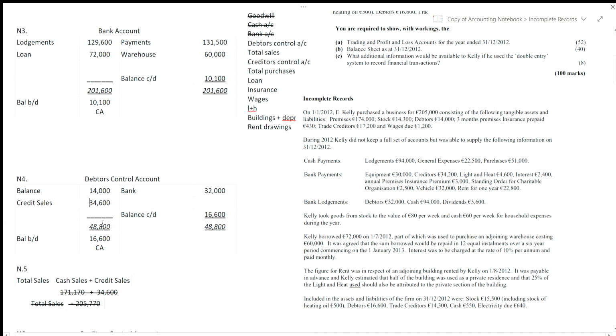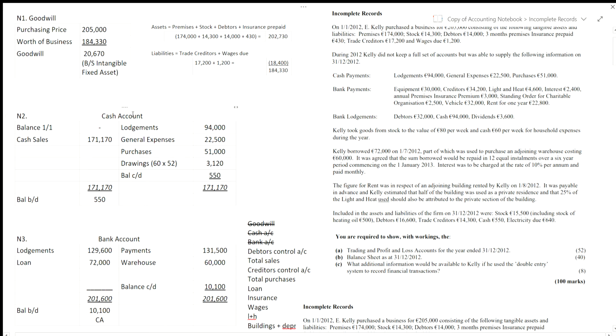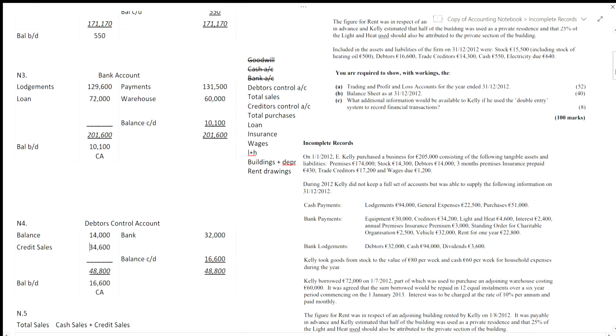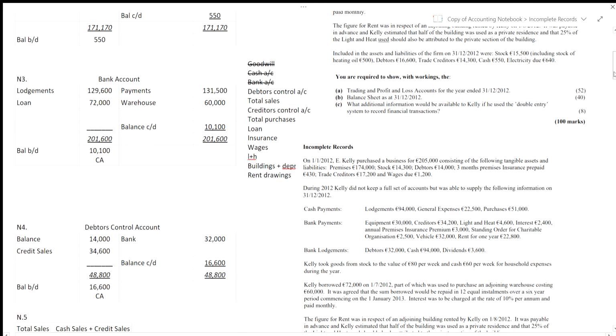That's my total credit sales, but I want to find total sales. So I have my total credit sales, and I've also found cash sales. Where did I find cash sales? Up here. This is my cash account, and we found that the missing figure was cash sales of 171,170. So all I've done, so I'm just going to scroll down to this here, is I have my, scroll down just a bit more.